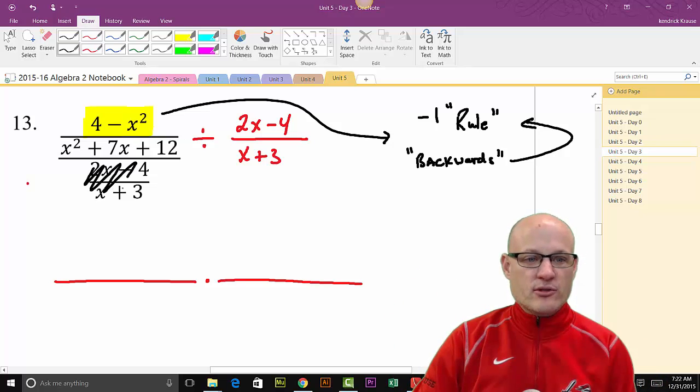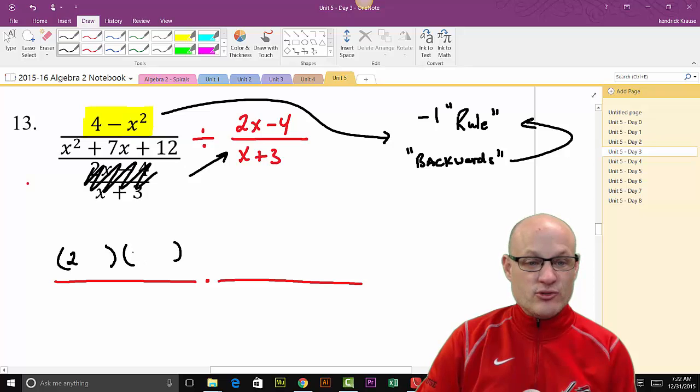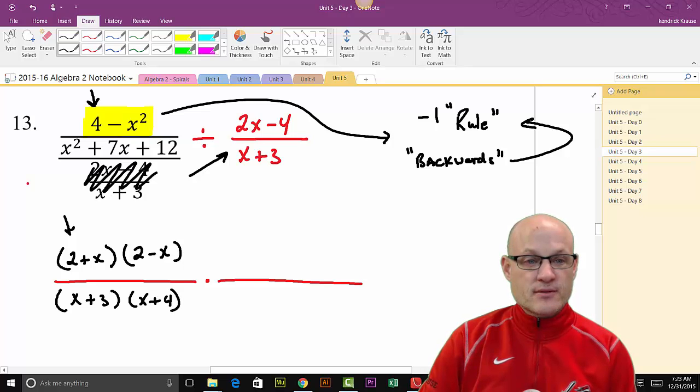All right, so remember we took this and put it over here. So let's factor this thing. It is in fact backwards, so it's going to be 2 and 2 plus x and minus x. Because the number came first, the number has to come first down here. Now let's factor this denominator. That's pretty easy. It's just x plus 3, x plus 4.